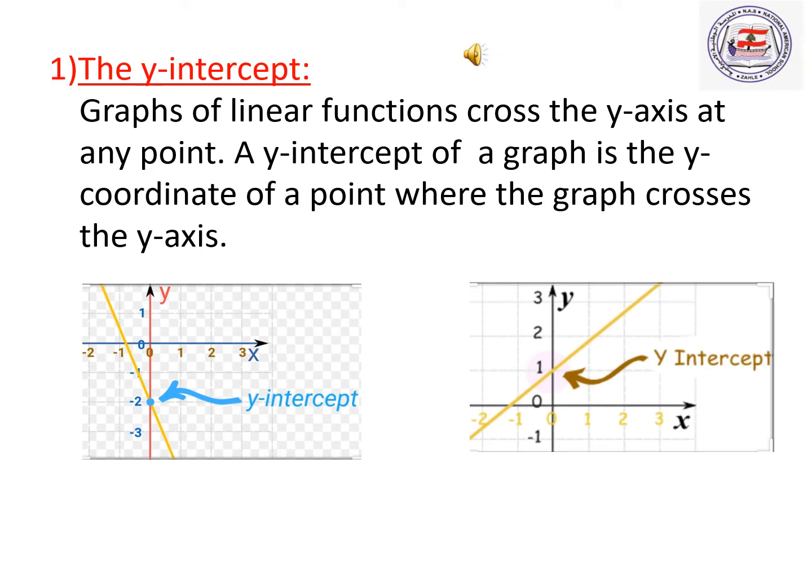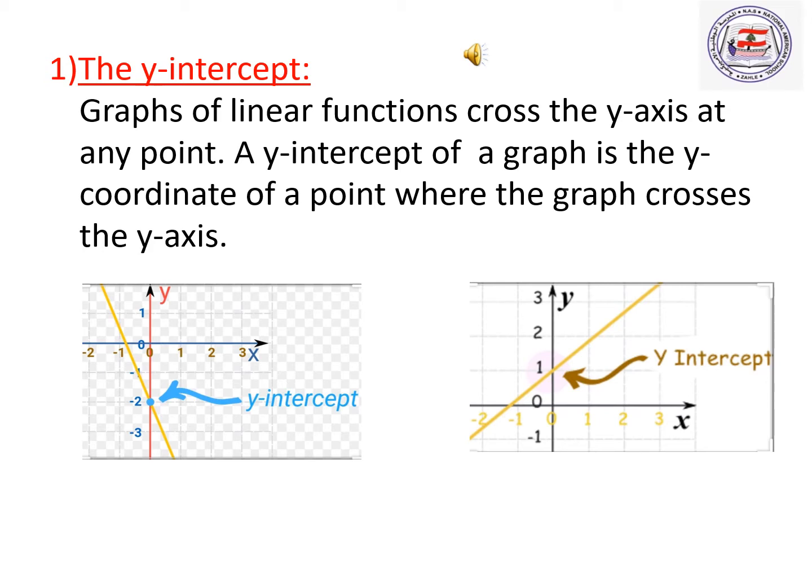First part of the lesson is the y-intercept. The y-intercept is the point of intersection of the graph with the y-axis. Graphs of linear functions cross the y-axis at any point. A y-intercept of a graph is the y-coordinate of a point where the graph crosses the y-axis.